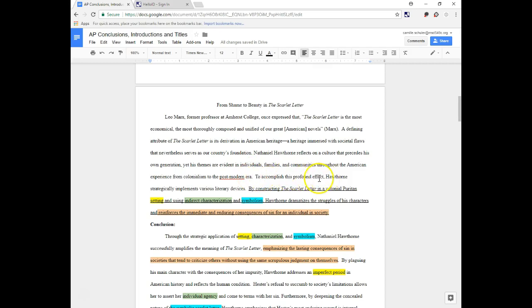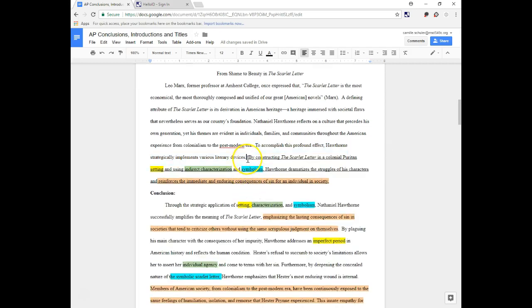To accomplish this profound effect, Hawthorne strategically implements various literary devices. This is a nice little fourth sentence. It's all right. It doesn't really add much to the introduction. It works. Please don't copy this because it's pretty vague. See if you can add something else. And then there you go. You have your thesis statement.